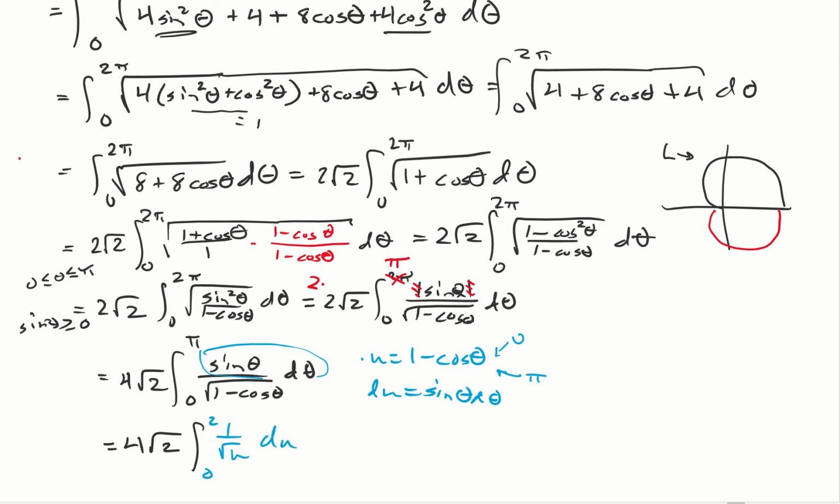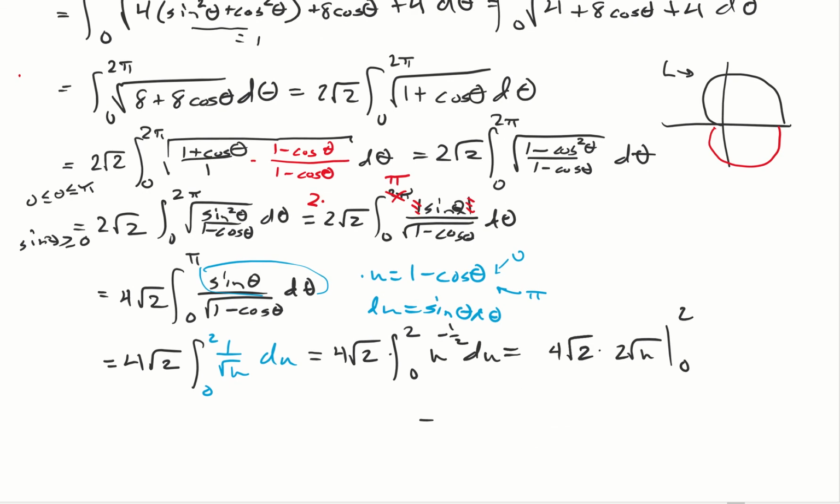This is so fun. So we've got 4 radical 2 times the integral from 0 to 2 of u to the minus 1/2 power du. That gives 4 radical 2 times u to the 1/2 over 1/2, so it's times 2 square root of u from 0 to 2. Boy, that all rhymed. We're getting 4 radical 2 times 2 times radical 2 minus radical 0. So I got 8 times 2, I got 16 as an answer.